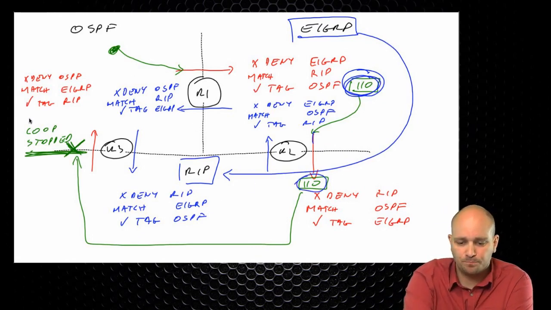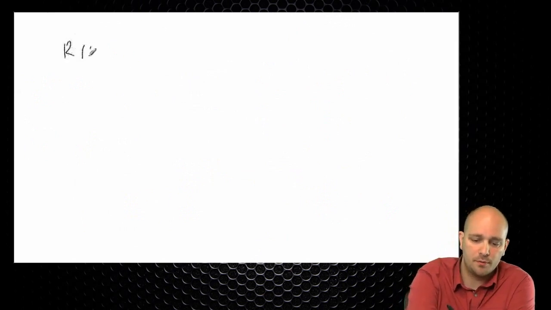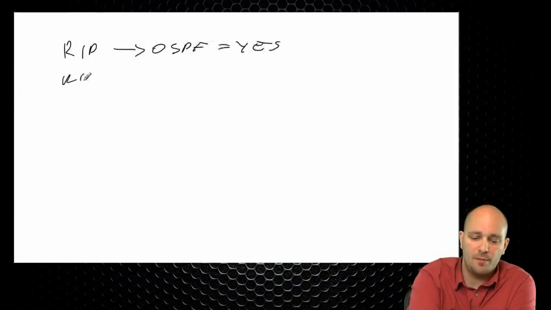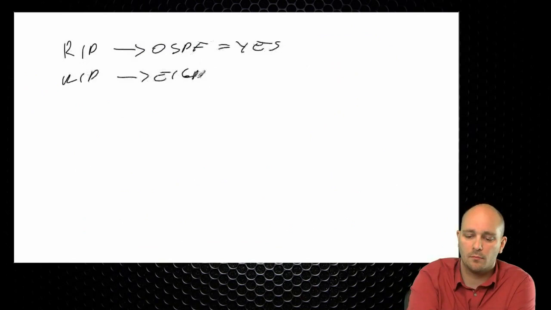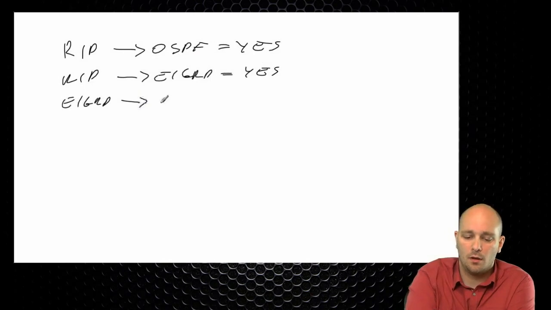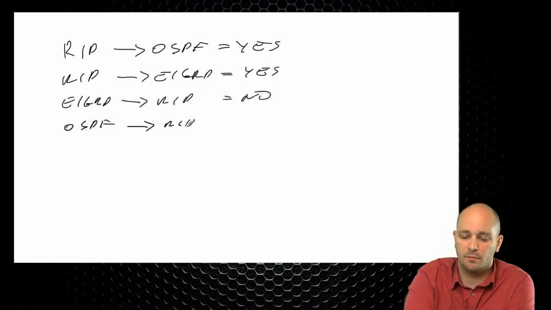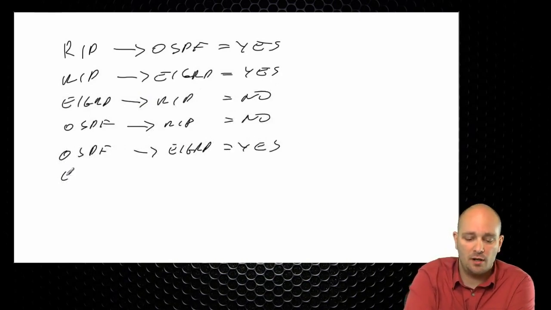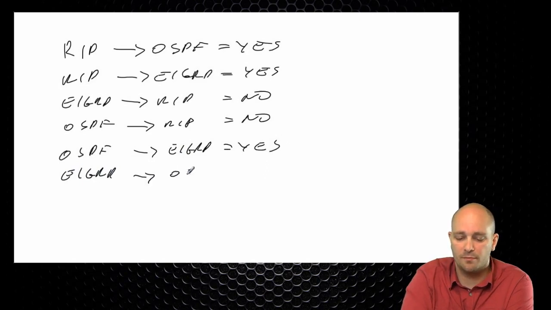As it turns out, when you have RIP to OSPF, the answer is yes. When you have RIP to EIGRP, the answer is yes. When you have EIGRP to RIP, the answer is no. When you have OSPF to RIP, the answer is no. When you have OSPF to EIGRP, the answer is yes. And when you have EIGRP to OSPF, the answer is yes. Please repeat.